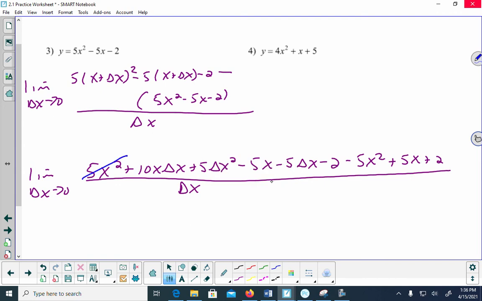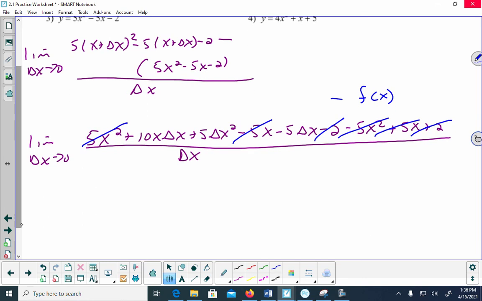So the 5x squared will equal 0, the 5x's will equal 0, and the 2 and the positive 2 will equal 0. Remember, everything that doesn't have a delta x should simplify. So basically, this here was this minus f of x. All that should simplify because none of that will have a delta x. Everything left will have a delta x. I'm going to factor that out when I go to write the next steps.